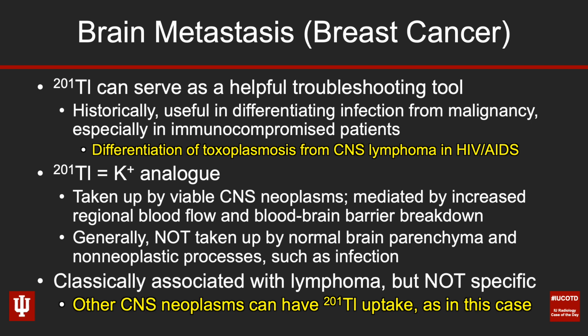One of the other historical roles of thallium would be to use it in order to help differentiate what is residual or recurrent neoplasm from post-radiation changes with CNS malignancies. So keep in mind, just to summarize one more time, it's not a specific agent for lymphoma, although that's where it's most classically been used. Malignancies, neoplasms tend to have the thallium uptake, whereas infectious processes tend not to have thallium uptake.